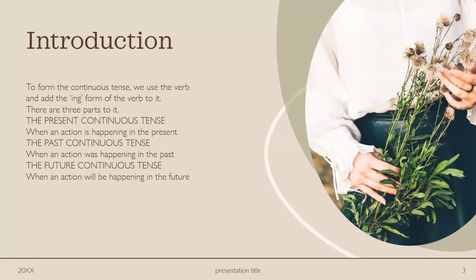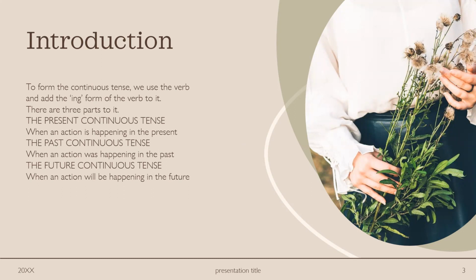To form the continuous tense, we use the verb and add the ing form of the verb to it. What does this mean? Now you should know what a verb is. Verbs are words that show action. So I could be saying something like drink, eat, walk, run, dance, talk. These are all verbs. Now, if I want to use the continuous form of the verb, I have to use the verb and add ing to it.